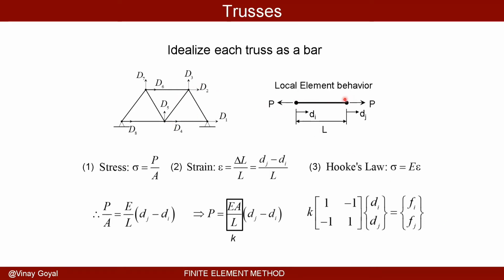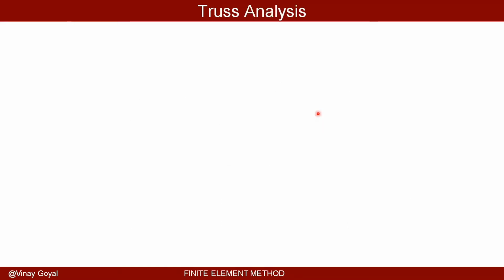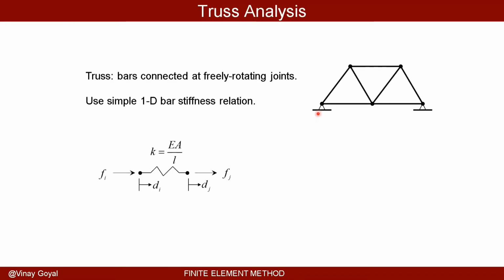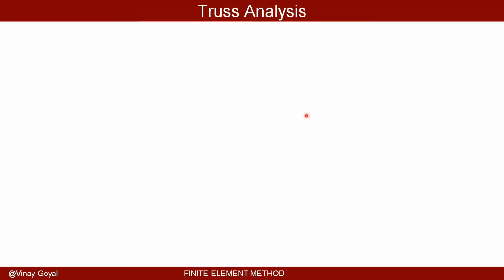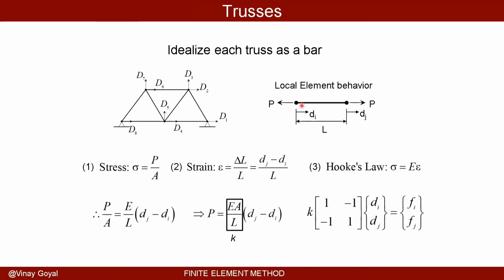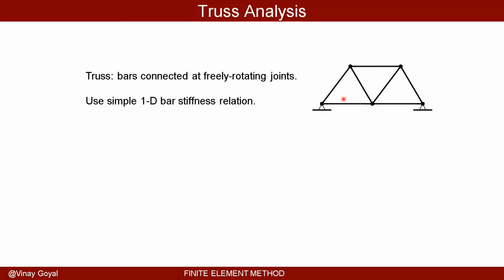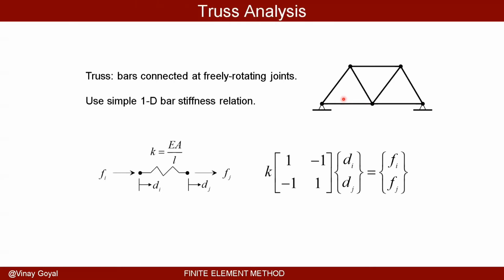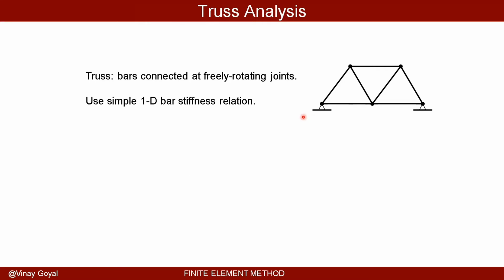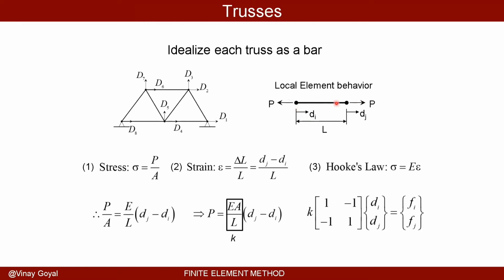I took that bar and moved it straight, but that's a local element behavior. But what I'm going to do here is the following. The trusses are really these bars. We all agree that these trusses are like these bars, and that these bars are free to rotate. So we can use a 1D bar stiffness relationship to figure out how to deal with bars that are not oriented straight. This derivation was for a bar that's straight, but I have bars that are angled, so I have to figure out how to deal with that.